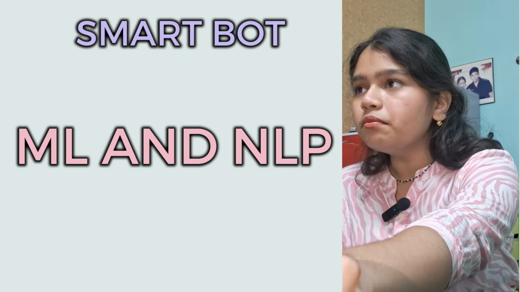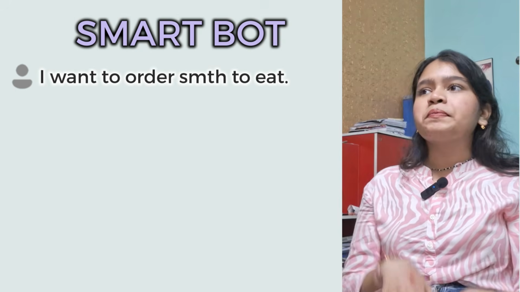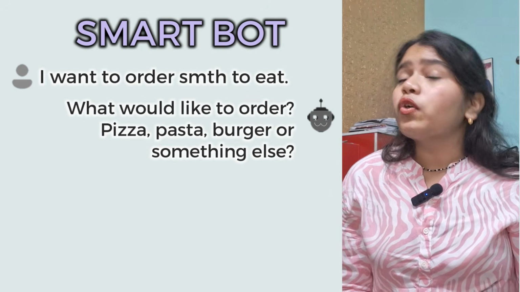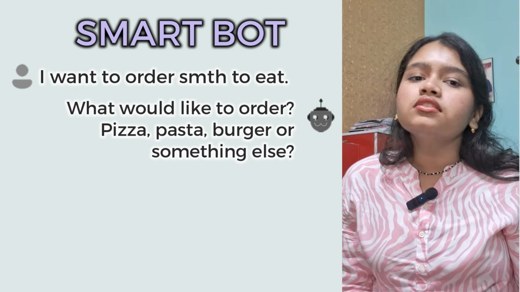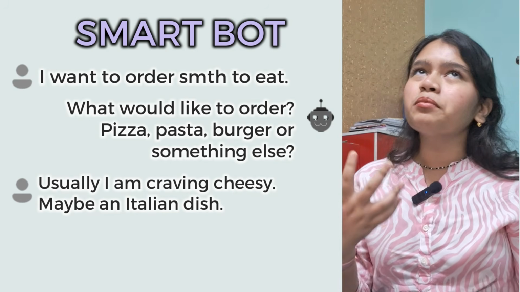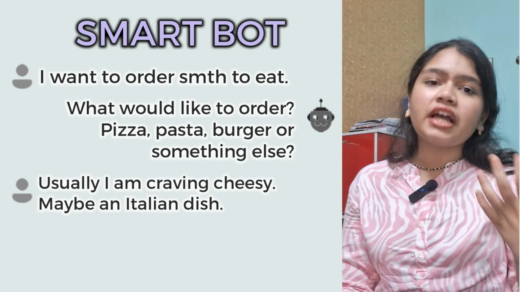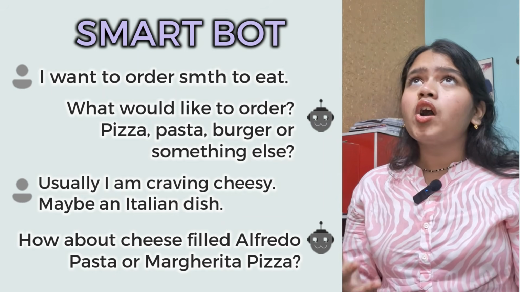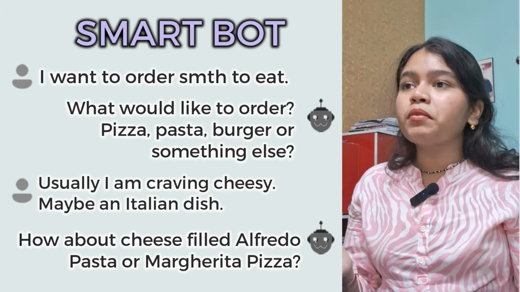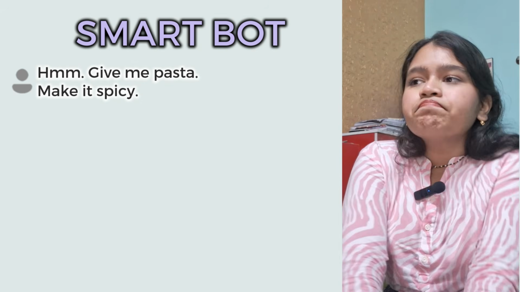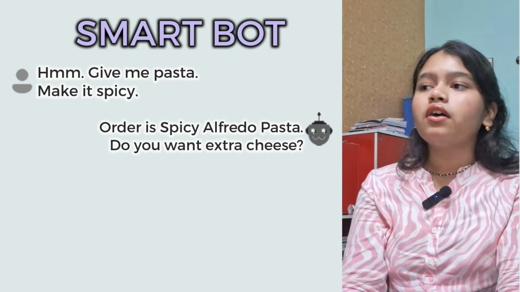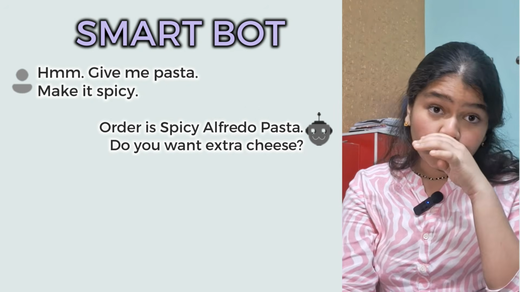So for example, I'm the user, I say, hey, I want to order something to eat. Smartbot says, sure, what would you like to have? Pizza, burger, pasta, or something else? So I say, usually I'm craving something cheesy, maybe an Italian dish. So the smartbot says, sounds good, how about cheese-filled Alfredo pasta or margherita pizza? So I say, give me pasta, make it spicy. The bot says, okay, got it. Order is spicy Alfredo pasta. Do you want extra cheese?